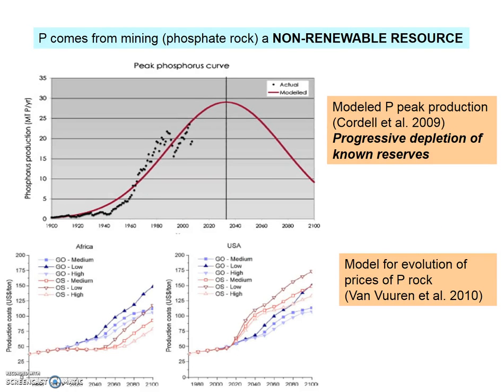But will it be a worse problem in the future? This figure here shows a red line with a prediction of phosphorus production globally. This model predicts that the phosphorus production will peak sometime after 2030, and after that phosphorus production will be decreasing steadily, which means that the known reserves of phosphorus will be depleted in the future. That will cause an increase in prices.